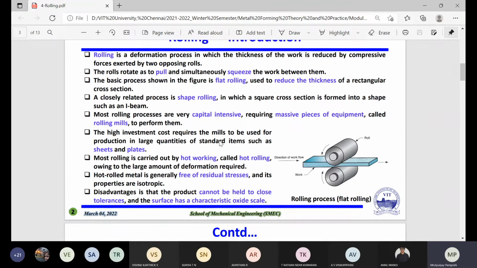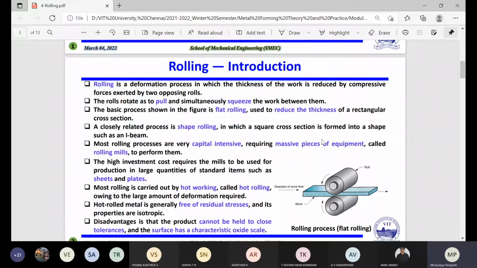So can you just define what rolling is from your knowledge, what you understand by rolling? I do not see the PPT. Just tell me, anyone?